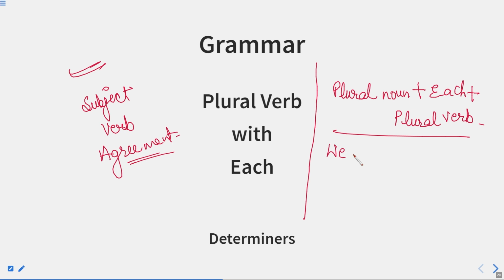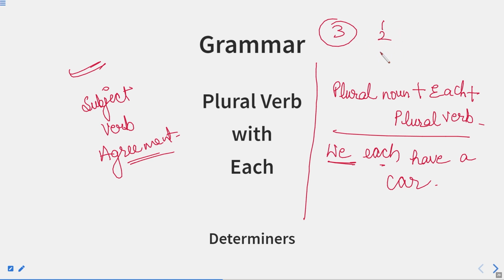For example, we each. It means I'm talking about each and everyone. We each means suppose we are three. So we each, it means I'm talking about 1, 2, 3 individually. So we each have a car. We each have a car. Now suppose we are three, and we three each. So we three each means the first one has a car, the second one has a car, and the third one has a car. So in this case, the structure is plural noun, after that we have each, and after that we have a plural verb. So this can be the structure of the sentence.